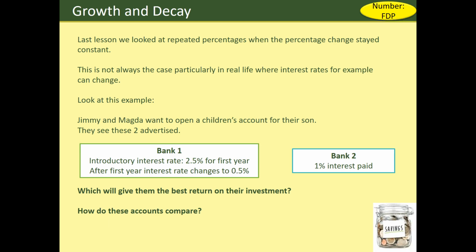Now, last lesson we looked at it when the percentage change stayed constant, stayed the same, and that's not always the case. In real life, interest rates, for example, can change with your bank account. So, for example, Jimmy and Magda want to open a children's account for their son, and they see these two advertised. Bank 2 is 1% interest paid all the time. Bank 1 is an introductory rate of 2.5% for the first year, and then after the first year, it changes to 0.5%. So they get 1 year at that higher rate, and then everything else is at that slightly lower rate. And we're interested which will give them the best return on their investment.